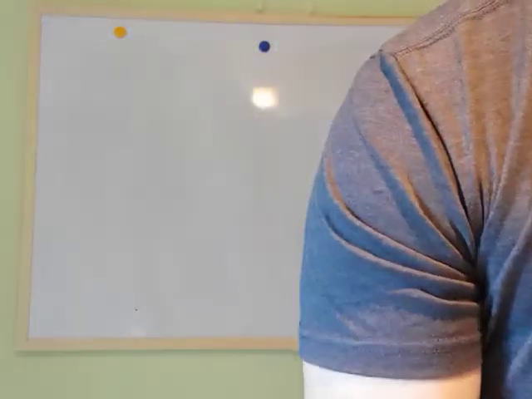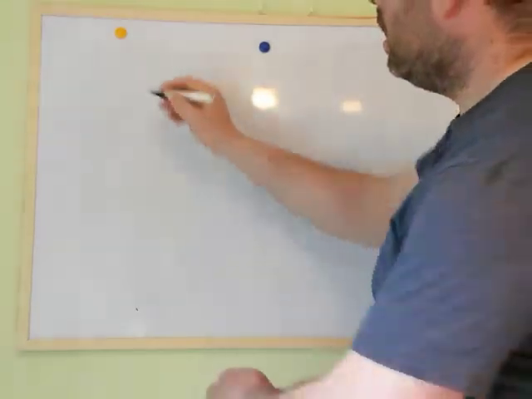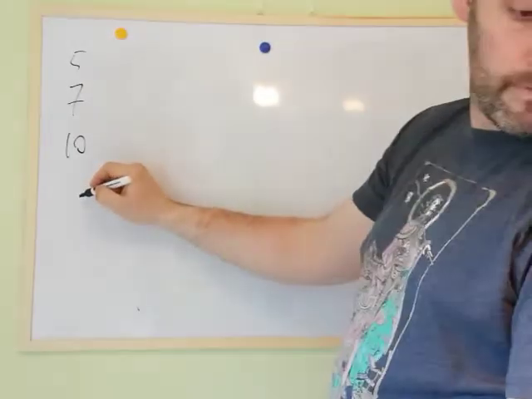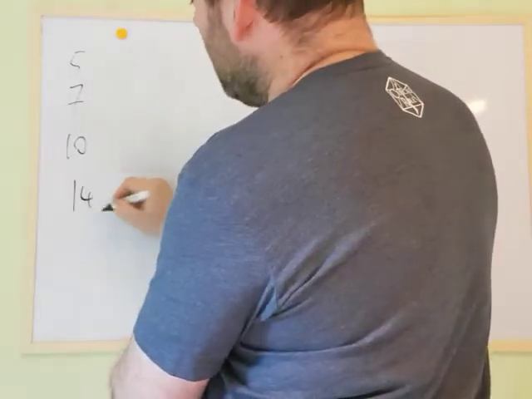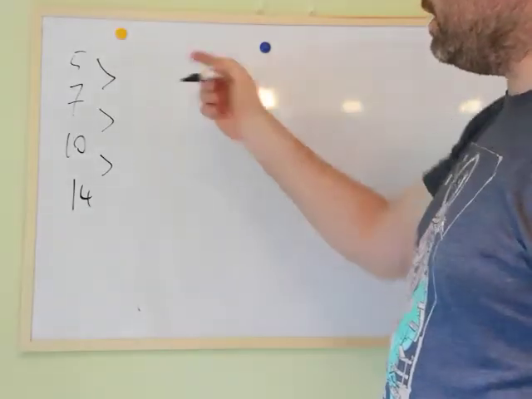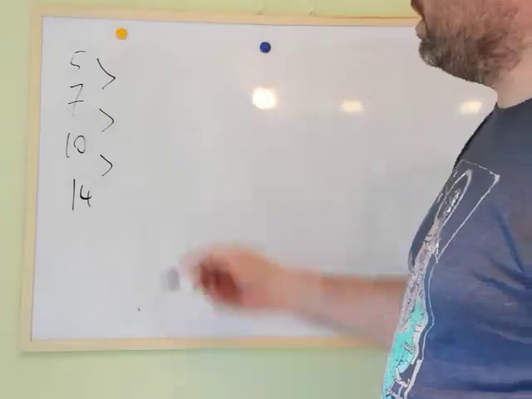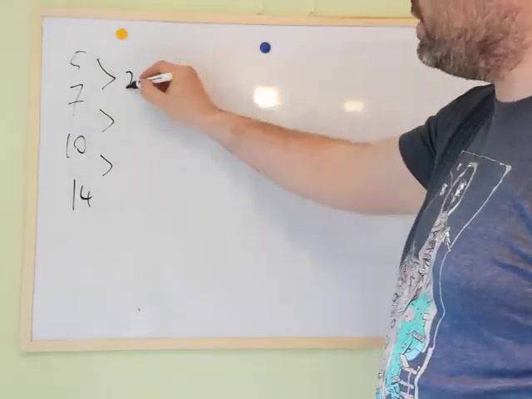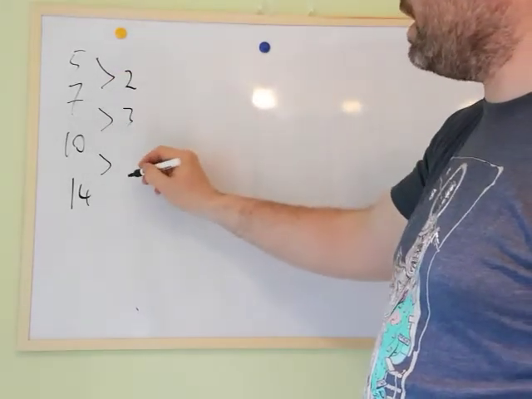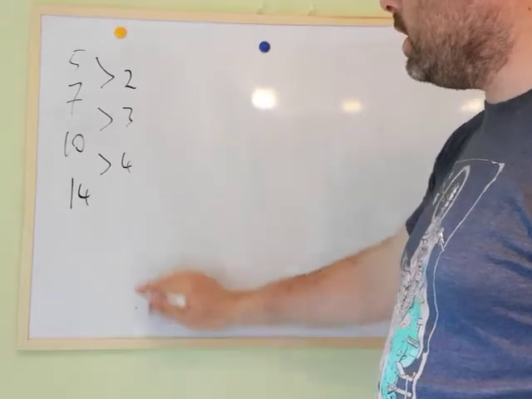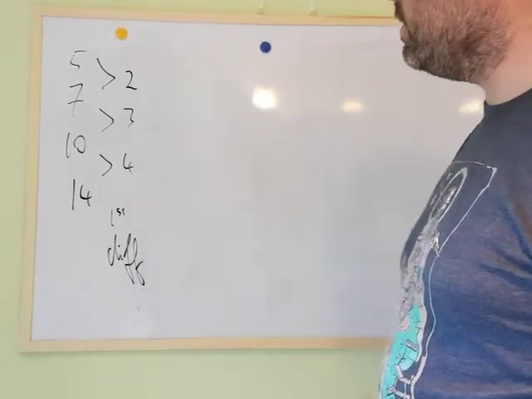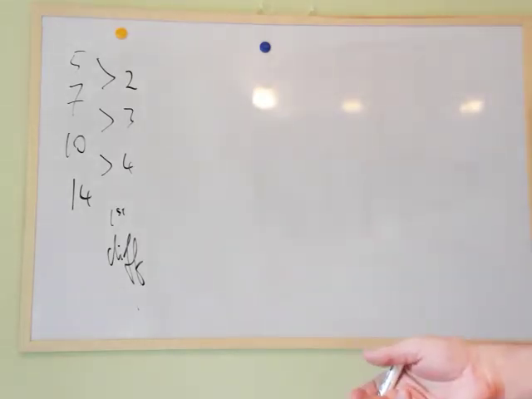So, let's look at another example. 5, 7, 10, 14. So first we get the first difference. The difference between each number. The difference between 5 and 7 is 2. The difference between 7 and 10 is 3. The difference between 10 and 14 is 4. So this is our first difference.